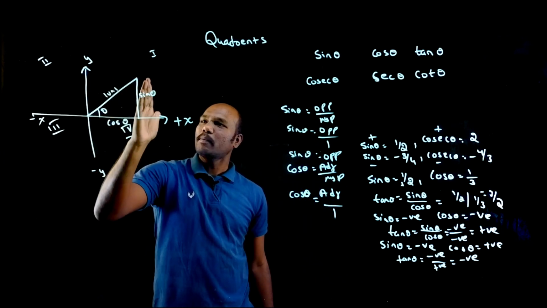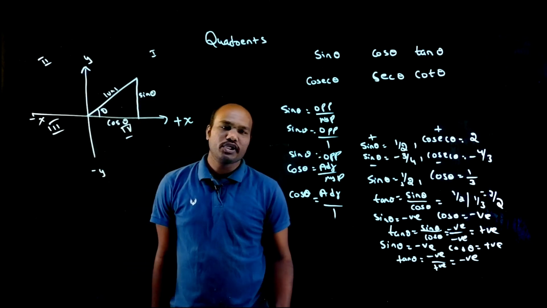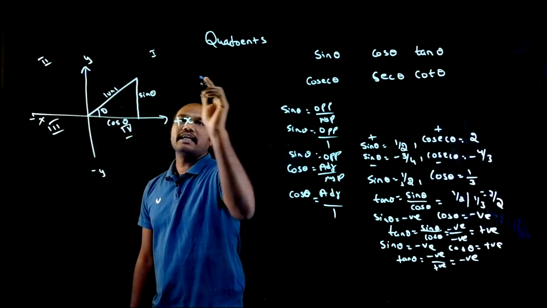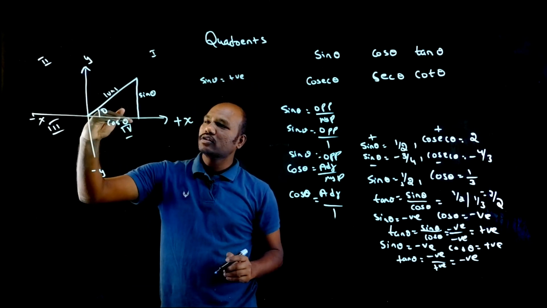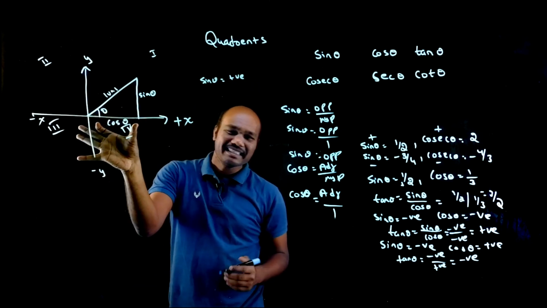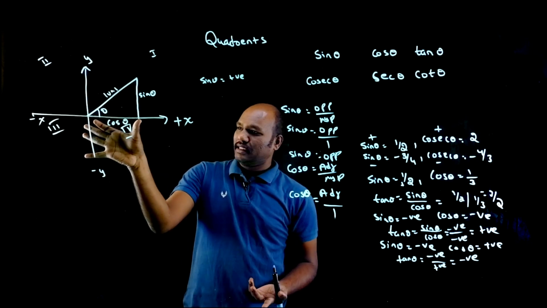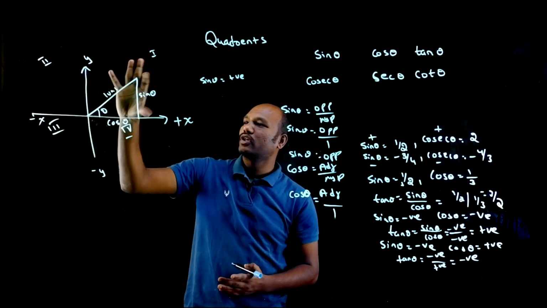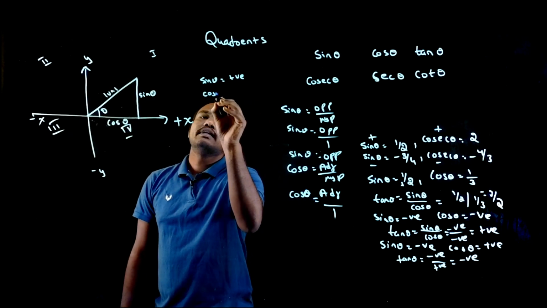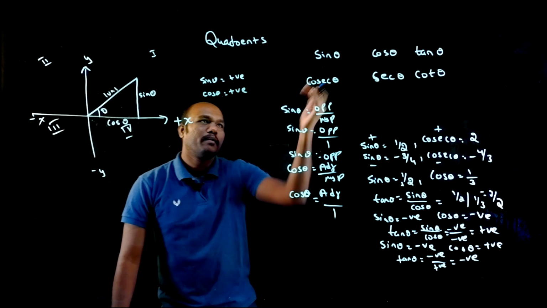Yes or no? Yes. Now, sin theta is this much length. So is this positive or negative? Sin theta is positive. So in the first quadrant, sin theta is positive. What about cos theta? Cos theta also is going towards the positive x-axis. This distance is cos theta. This distance is positive. Positive x, positive y. Cos theta is also positive. Now let's come here.